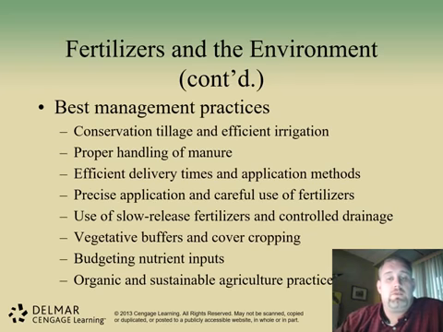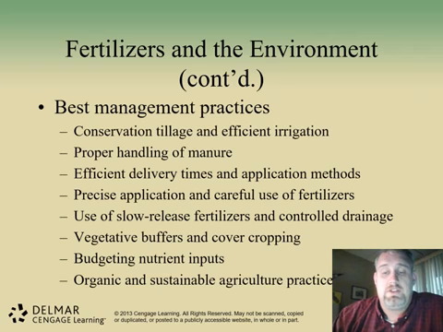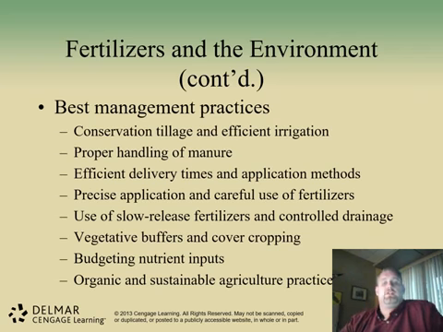So best management practices when we're talking about fertilizers and the environment, we want to ensure that we're only using the correct tillage and we're using the correct irrigation methods. We want to make sure that we're handling manure and being cognizant of the environment that's around it. Making sure that we're delivering and applying at the correct times. We want to use precise applications so that we are not having extra fertilizer being applied or it being applied unevenly. Using slow release fertilizers can help because then you can reduce the amount of leaching that will take those fertilizers through the root zone.